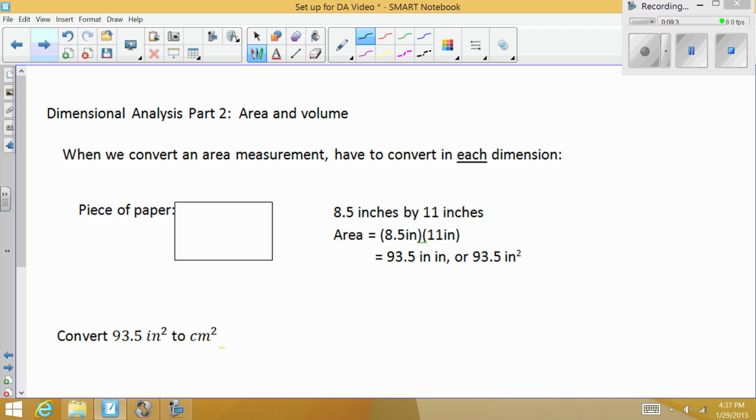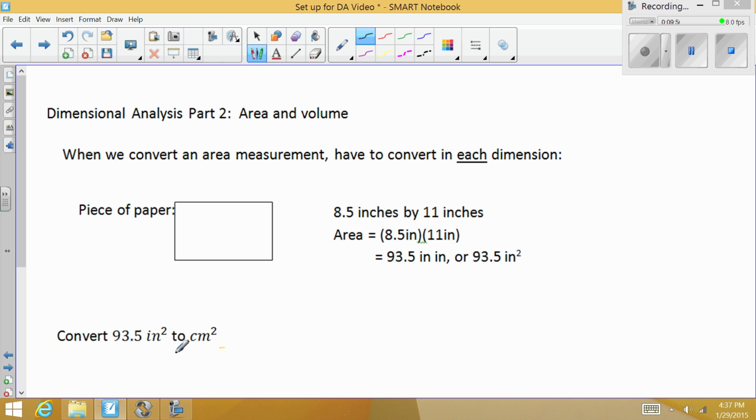So just to start off, think about a piece of paper. Standard piece of paper, 8.5 inches by 11 inches. The area of the paper we can find by taking length times width, 8.5 inches times 11 inches. Would give us 93.5, and we have inches times inches. And so we generally abbreviate that to 93.5 inches squared. And this would be an area measurement.